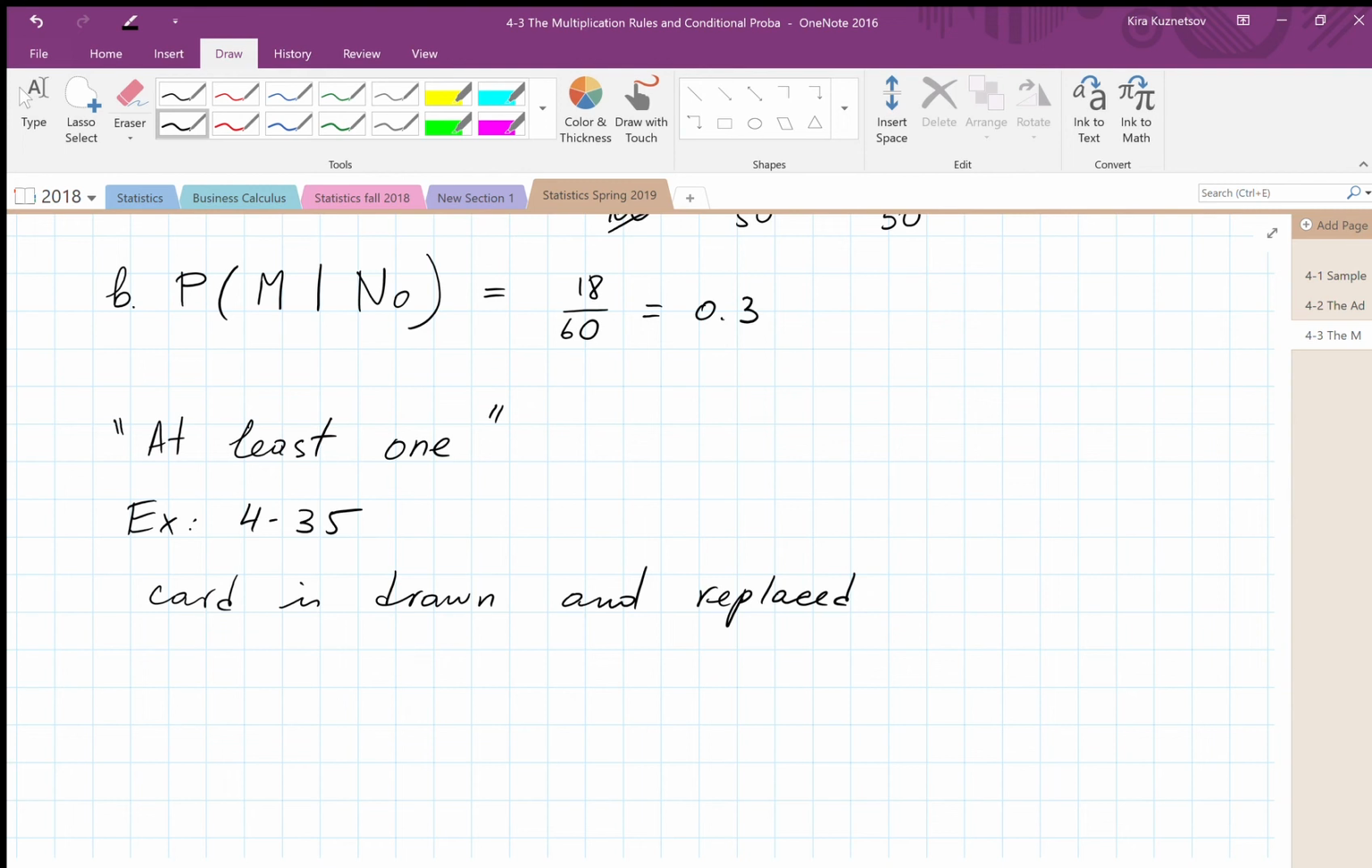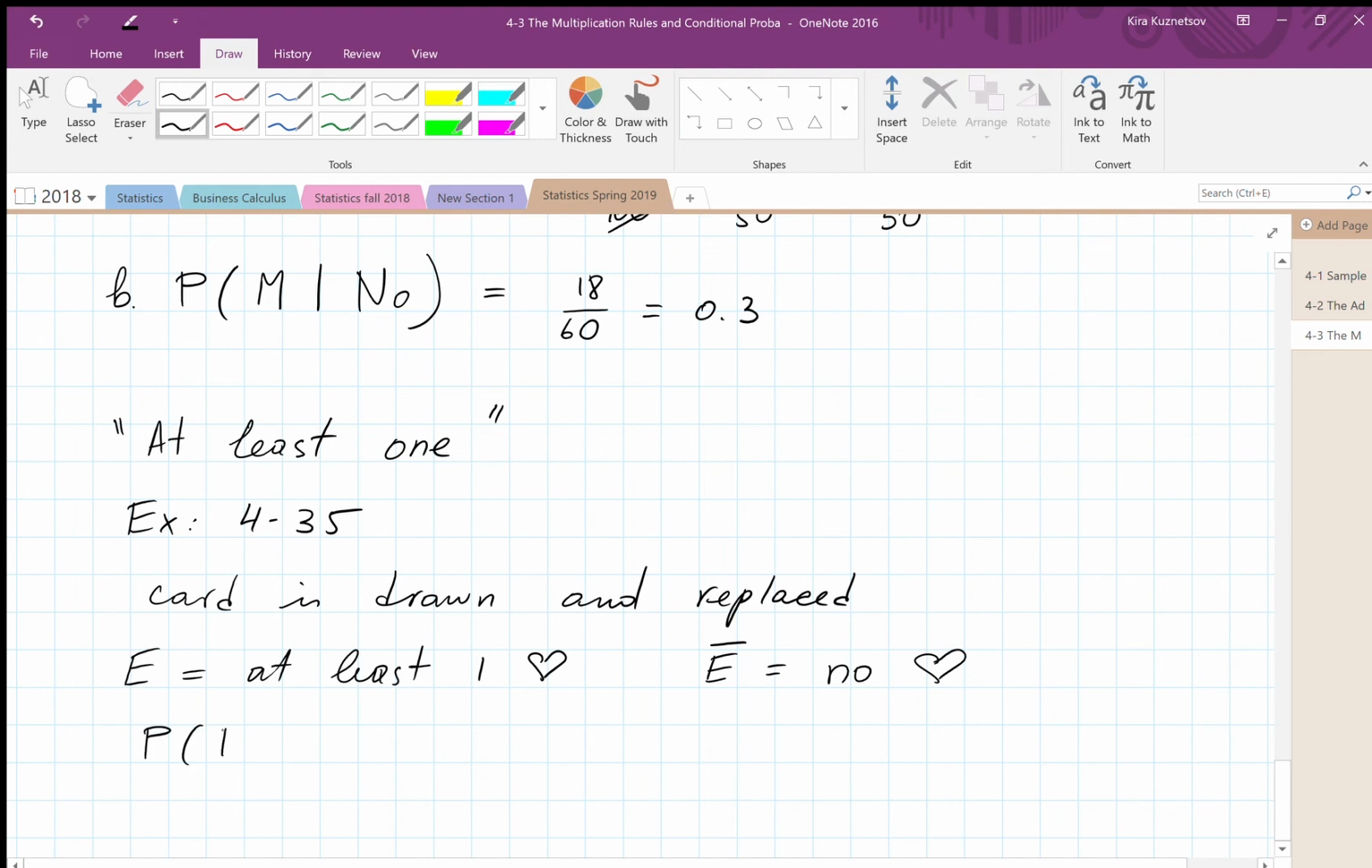What we're dealing with in at least one is a complement. The complement, meaning the opposite of at least one, is getting no hearts. So I'm going to write this like this. My event E is at least 1 heart. There are many different ways of getting at least one. So I can organize a different event, E complement, meaning no hearts. Now the complement has only one possibility of happening.